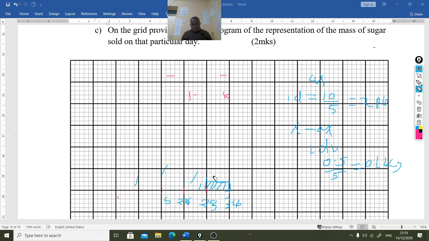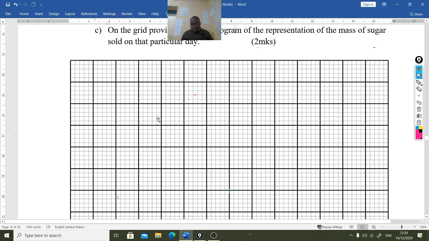We'll continue with question number 21. So that is how you deal with a histogram and questions on statistics 1 dealing with a histogram.